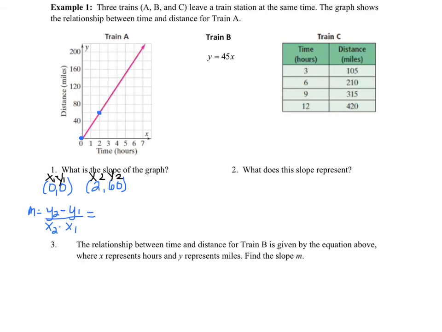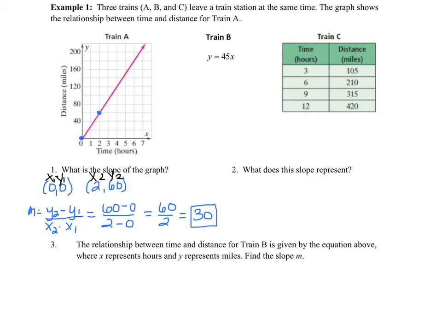And now replace it, substitute it. My y2 is 60 minus my y1 is 0. My x2 is 2 minus my x1 is 0. 60 minus 0 is 60. 2 minus 0 is 2. And then 60 divided by 2 equals 30. So the slope of train A of that graph is 30.